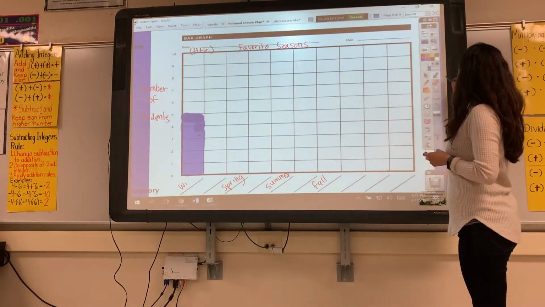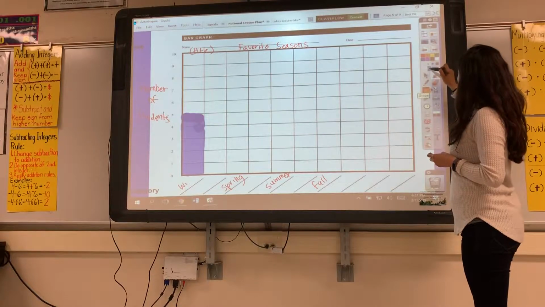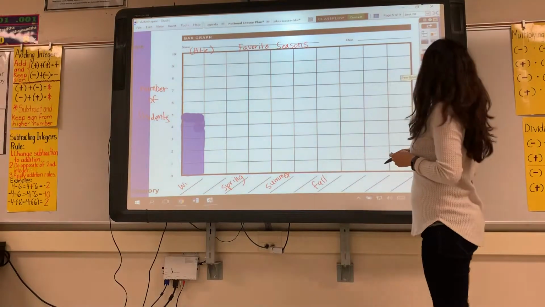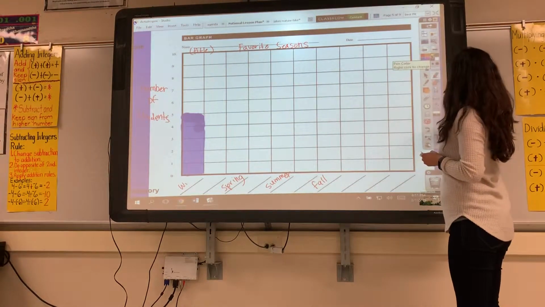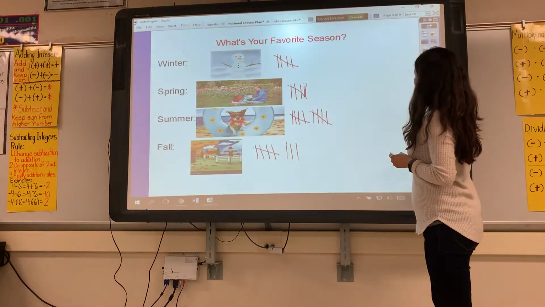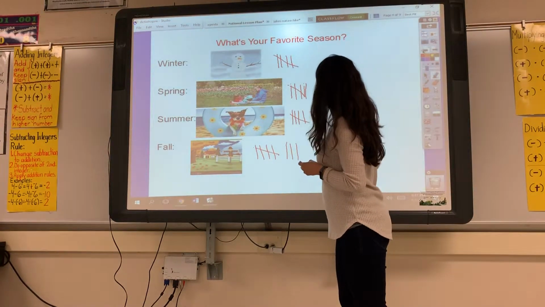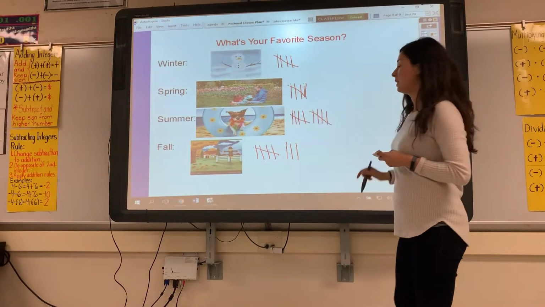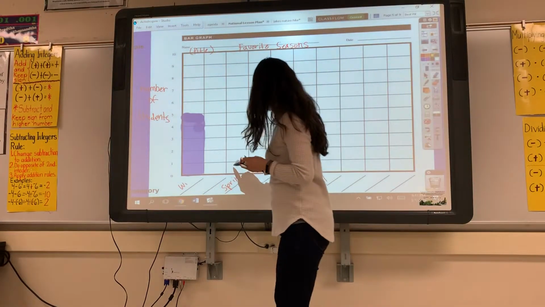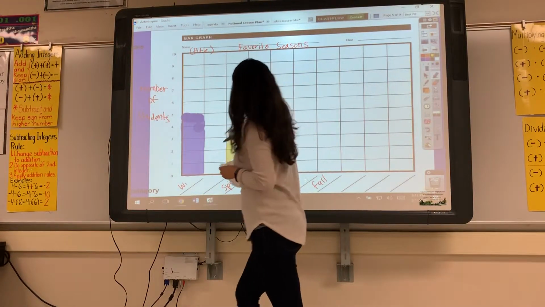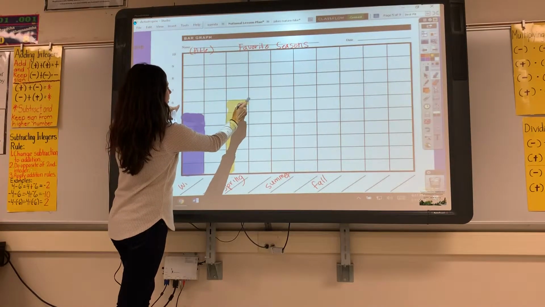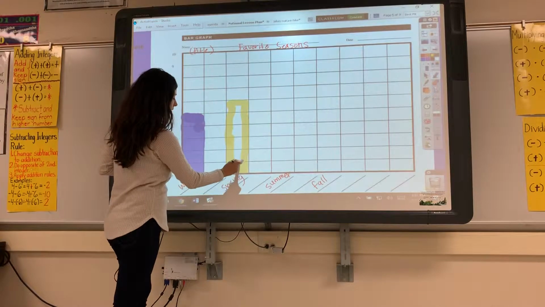Now I'm going to switch colors. What color should I use for spring? I'm going to use yellow. Let's see how many students chose spring as their favorite season. 6 students chose spring as their favorite season. So I'm going to color this in, go up to 6. 6 is right here. Make sure that you stop right at the 6.